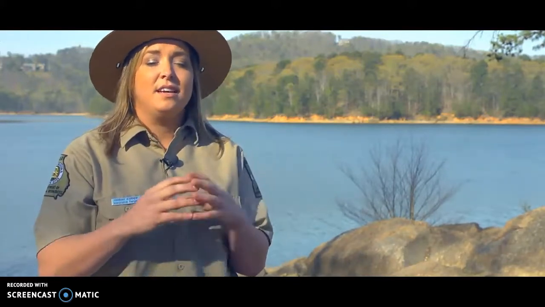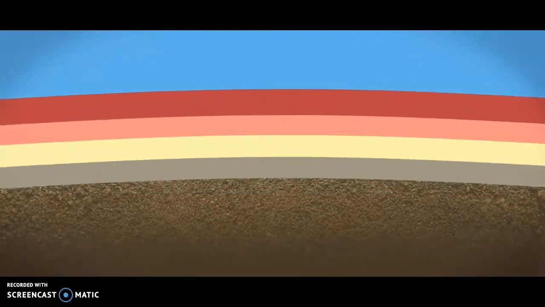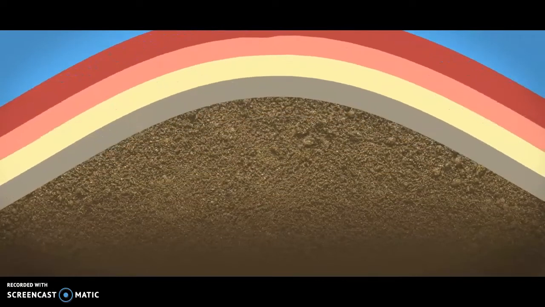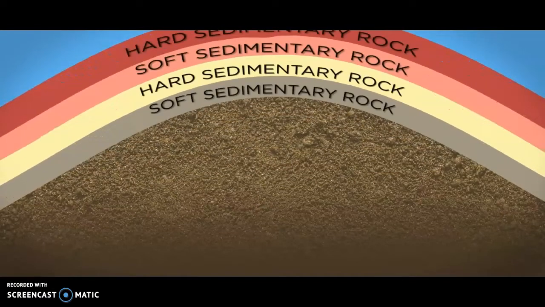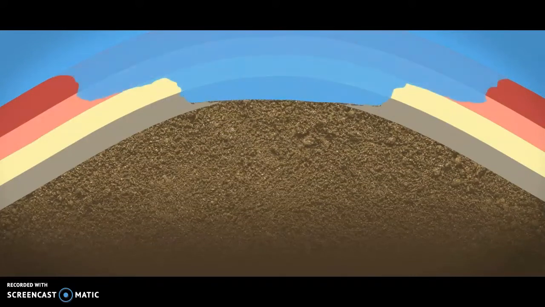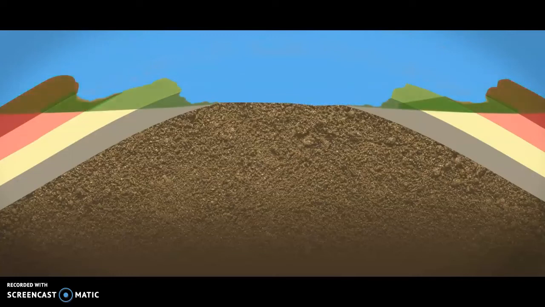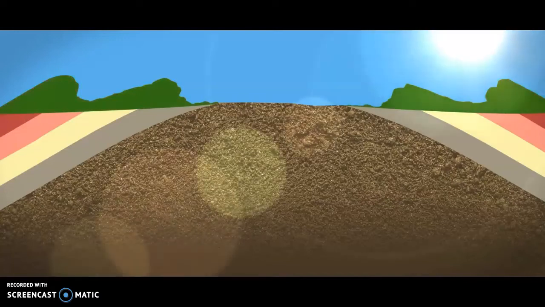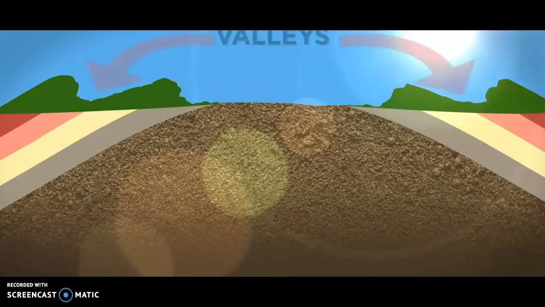I like to compare it to gum. Imagine you have about 4 sticks of gum and you layer them on top of each other. And then you push on the edges of the gum and you push it up and it starts to fold. So each layer of gum represents hard sedimentary rock and soft sedimentary rock. Now you cut that top layer of gum off. That represents erosion. As that erosion wore on these rocks over millions of years, it eroded at different rates. So the soft sedimentary rocks eroded a lot faster, and that creates the valleys.